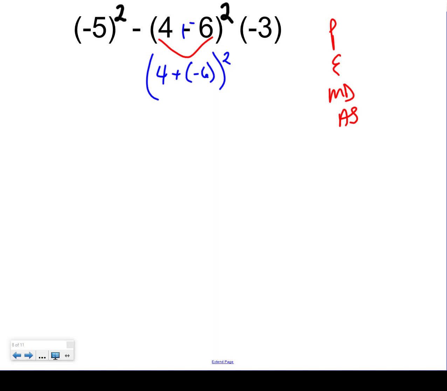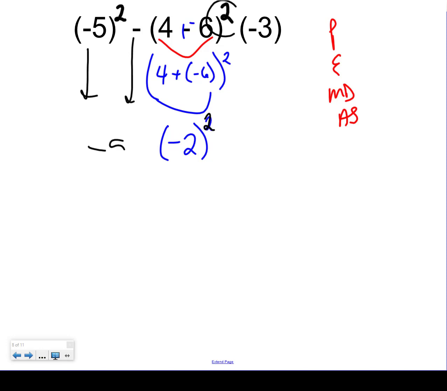So the signs are different. I subtract and take the sign of the bigger number. And so I end up with a -2 with that squared that's being brought down that I haven't used yet. So notice this guy here is being brought down right there. I'm going to bring down this guy and this whole piece.